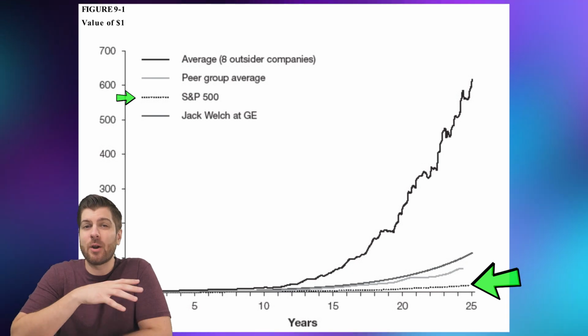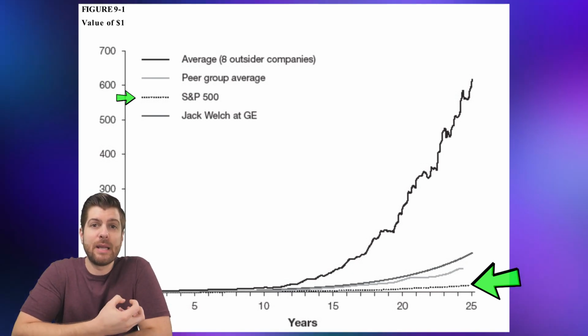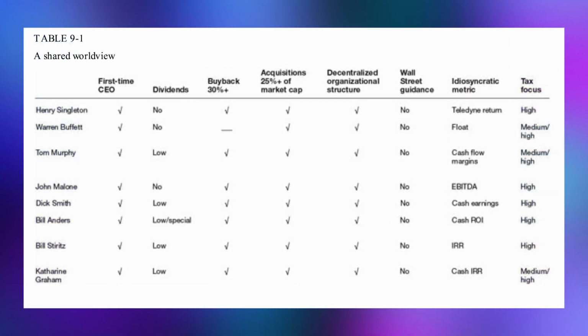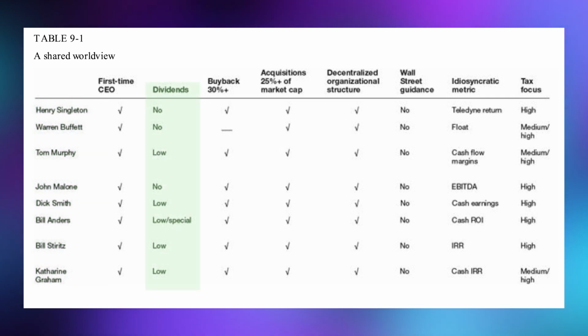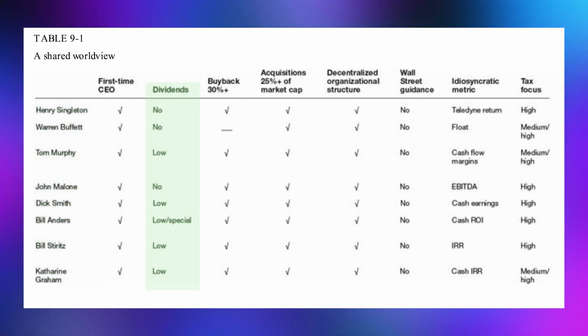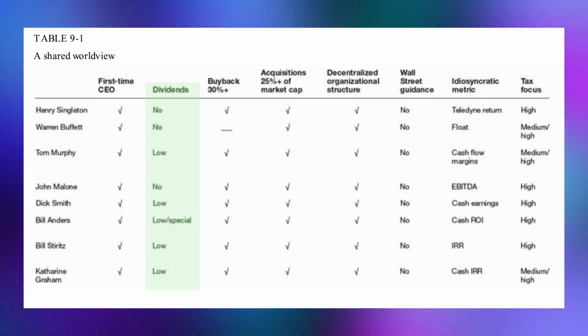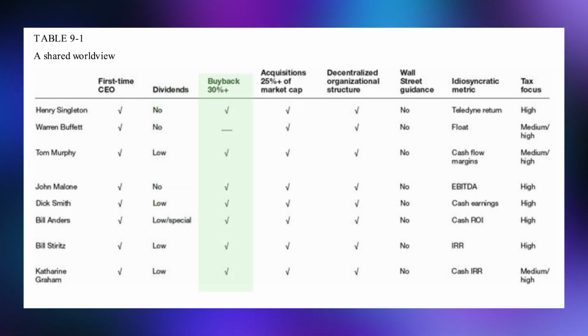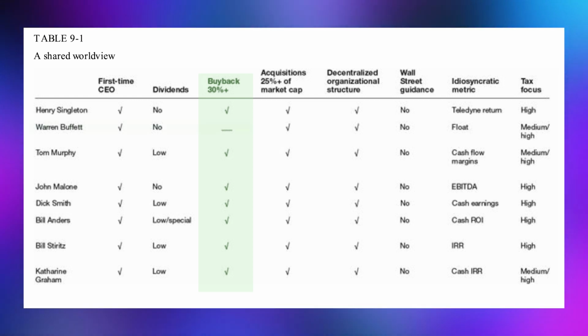Now, when I saw this and when I read this book, it seriously opened my eyes to the power of superior capital allocation. This table here shows the 8 CEOs that are detailed in the book, and this column shows how they thought about dividends. And you can see that all of them either paid no dividends or paid low dividends. This column shows that they all bought back 30% plus of their company's shares, except for Buffett.